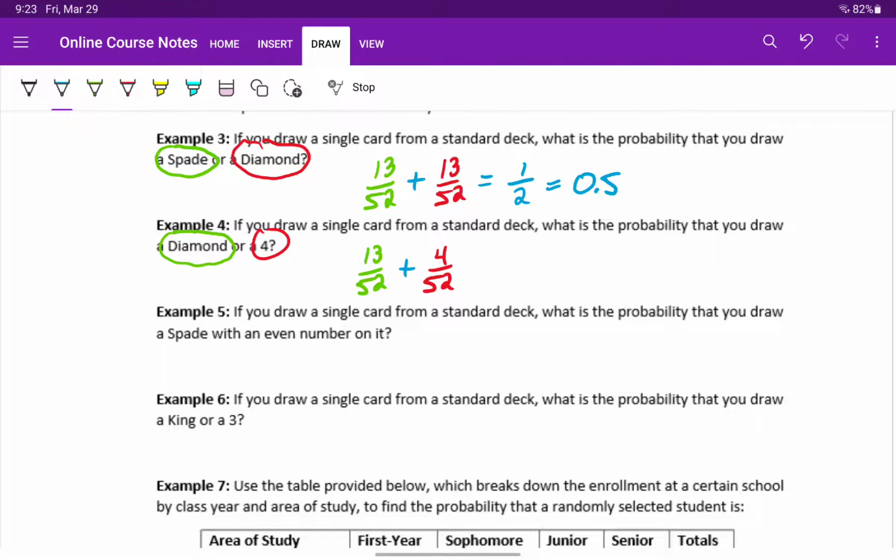Since these events are not mutually exclusive, we need to subtract out the probability that the card we draw is both a diamond and a 4. There's only one 4 of diamonds, so we're going to subtract out 1 over 52. And again, what we're doing is just subtracting out the overlap between those two groups. There is one card that exists in the 13 out of 52 and the 4 out of 52. So subtracting that helps us not double count that card. So this is going to give us 28 over 52, or a probability of approximately 0.3077.